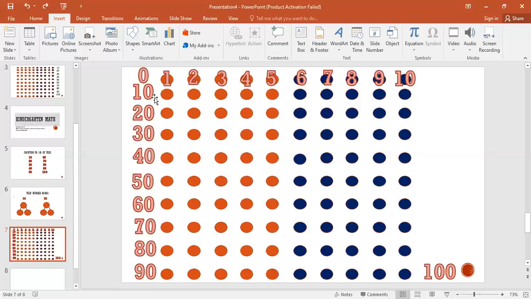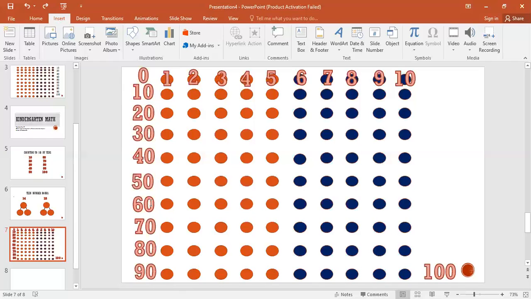Let's go through one more time and practice the tens. 10, 20, 30, 40, 50, 60, 70, 80, 90, 100. All right, let's do some more practice with the ones in each group.